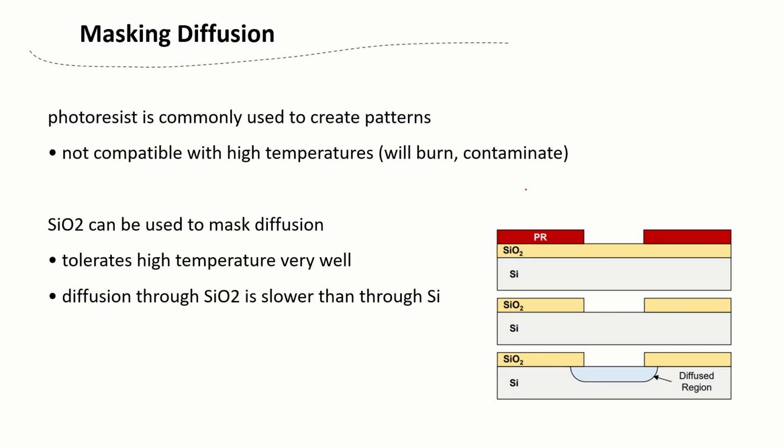And there's another concept, masking diffusion. We can see in this process, we first get a silicon oxide, then we put a PR, then we etch away the silicon oxide over here. Then we get rid of the PR, and then we use the silicon oxide as a mask to do the diffusion. That's because PR cannot stand high temperature and will burn and contaminate our wafer. That's why we use silicon oxide as a mask to do diffusion.